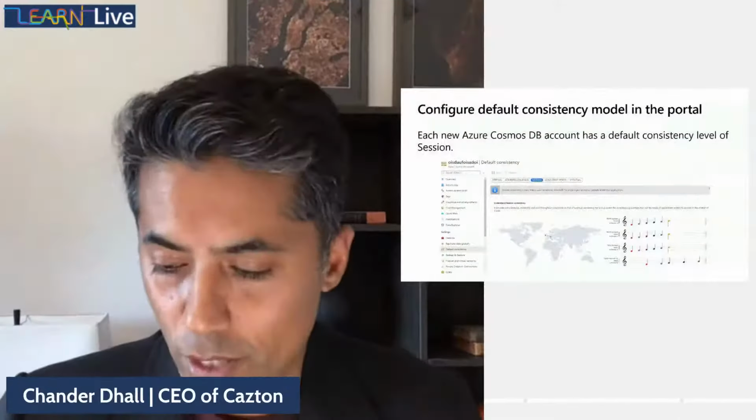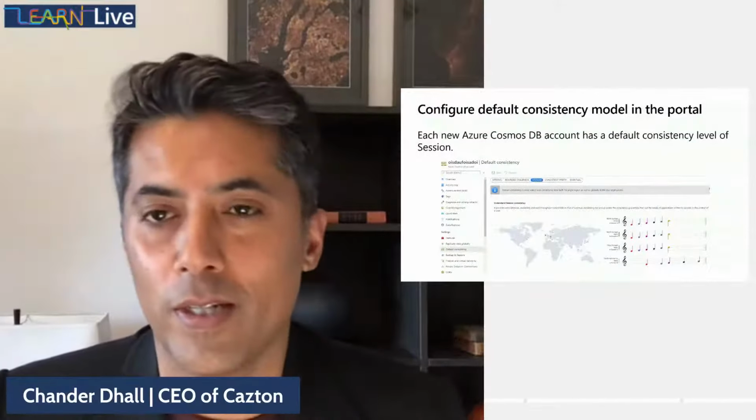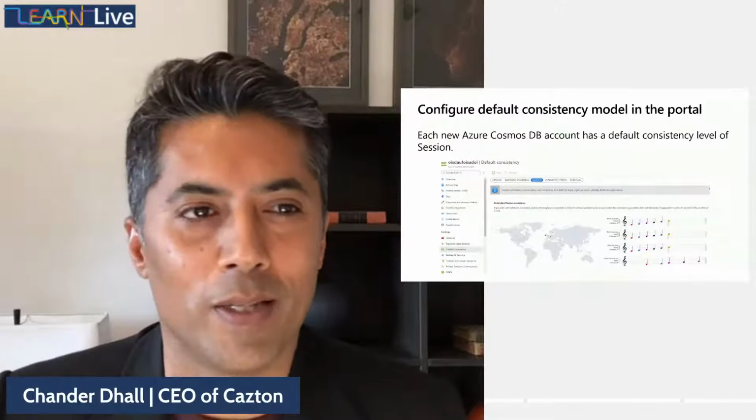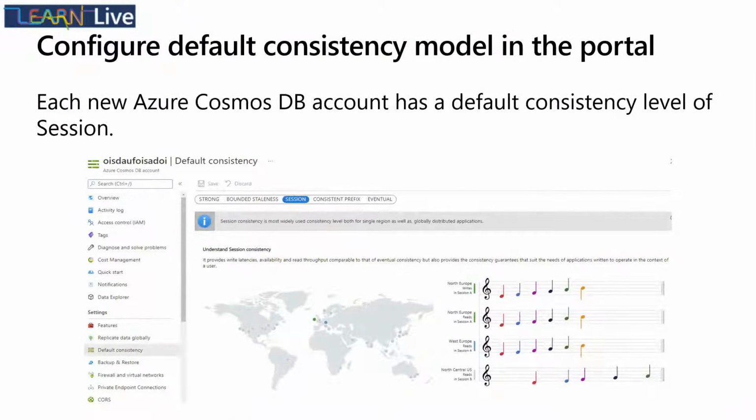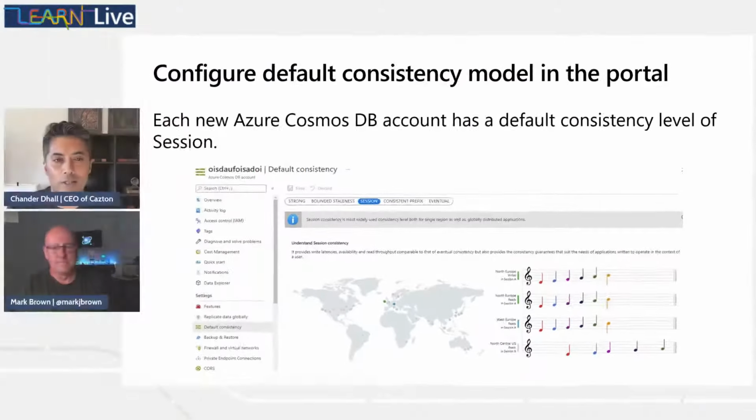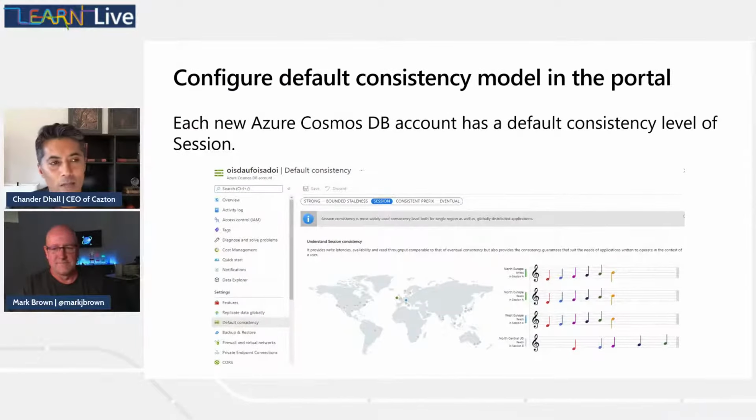Awesome. Mark, that was a lot of really good information. It's interesting that over a period of time, I learned a lot of that, but the things you talked about are so important, especially when we're designing our solutions. This is really the portal, as you can see. If you go all the way down on the left-hand side and click the default consistency pane, you can see all the 5 consistency levels right here.